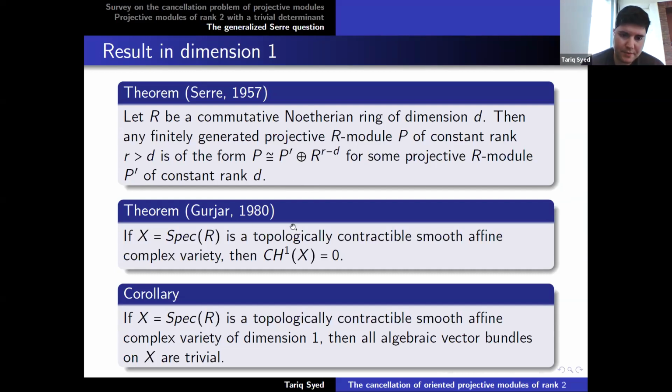And then Goya proved in 1980 that Chow 1 of a topologically contractible smooth affine complex variety is trivial, which basically solves the generalized Serre question in dimension 1 because of Serre's splitting theorem. If we have a topologically contractible smooth affine complex variety of dimension 1, we only have to prove that line bundles are trivial, but this is exactly what this theorem says, without any assumption on the dimension, by the way. But for topologically contractible varieties of dimension 1, this solves the question.